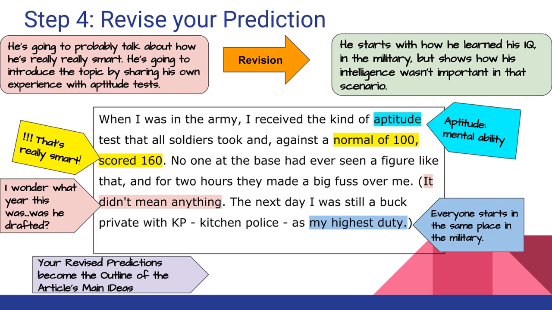Okay. And so I revised it to something like he starts with how he learned his IQ in the military, but shows how his intelligence wasn't important in that scenario. Okay. So in my revision, I talked a bit about what the author was probably doing or establishing in that paragraph. Note that all of your revised predictions, when added together, become an outline of the whole article. So that's a neat trick to come up with an outline of the entire article by revising your predictions.